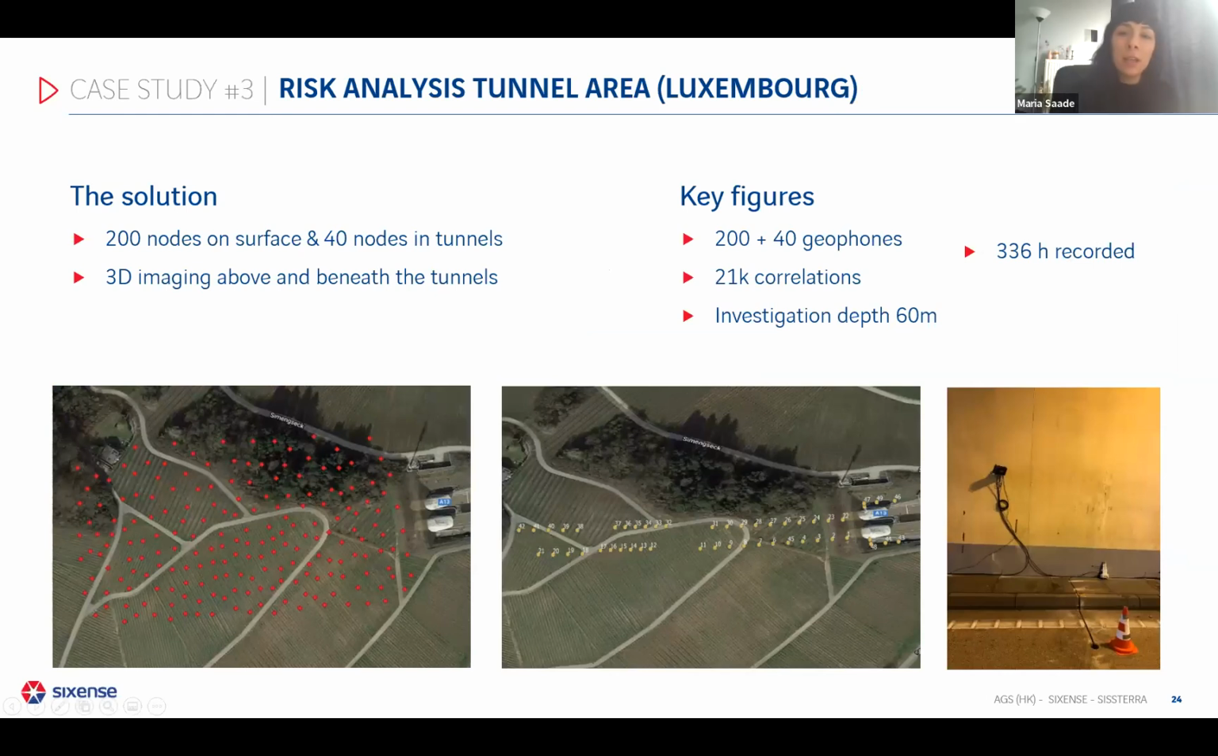Okay, so this study is very recent. It was in Luxembourg in a tunnel area. So in the study, we had to improve the method even more after several applications that we had at 6 Sense, because before what was possible is to deploy a seismic network on the surface and to analyze the subsoil from the surface down to a certain specified depth.